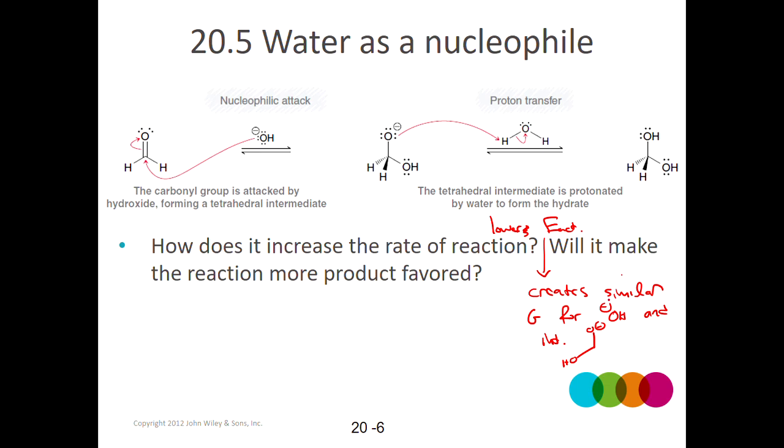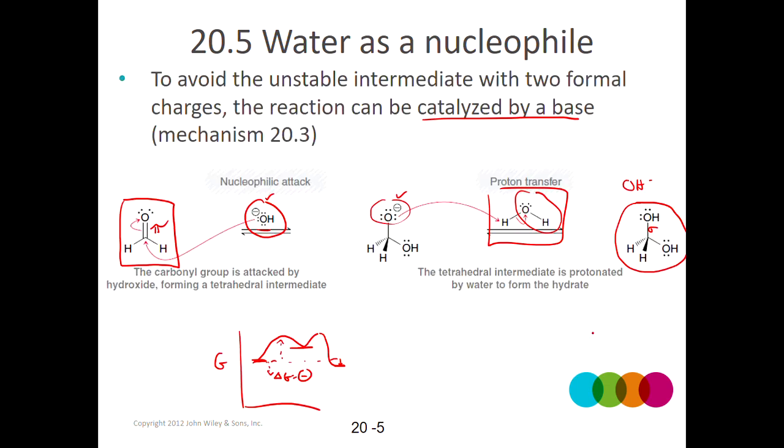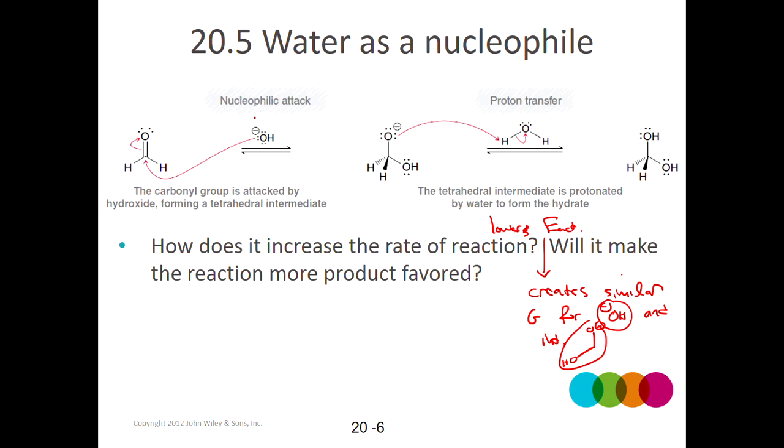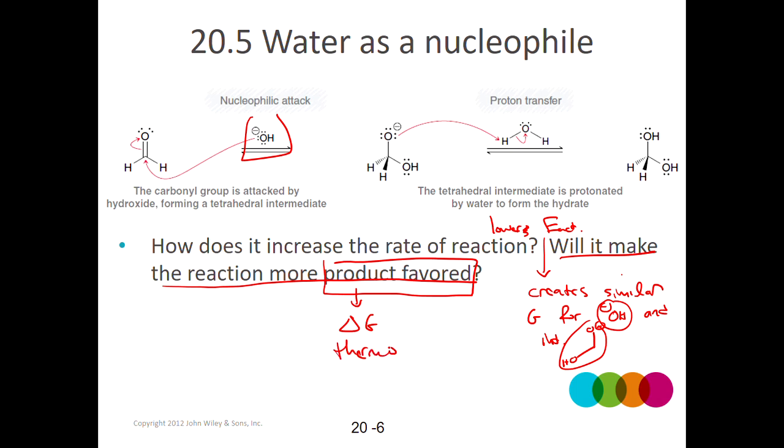And because these two are similar in energy, as we showed here, it doesn't take a large activation energy to get from one to the other. The presence of the OH minus does not have any impact on the degree to which the process is product favored, right? Whether it's product favored depends on delta G, and that's a thermodynamic question.